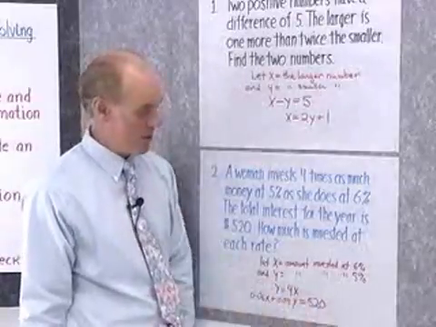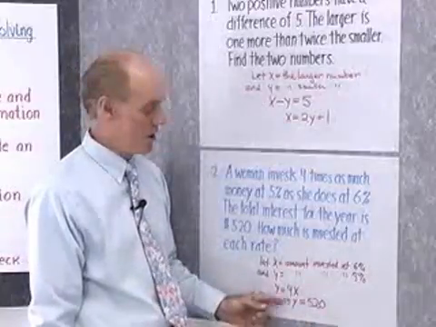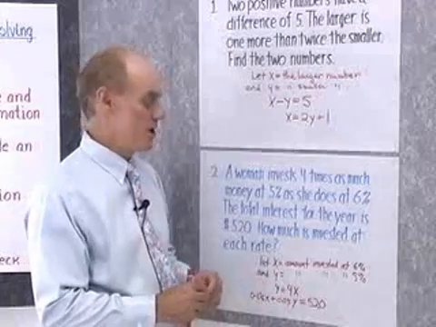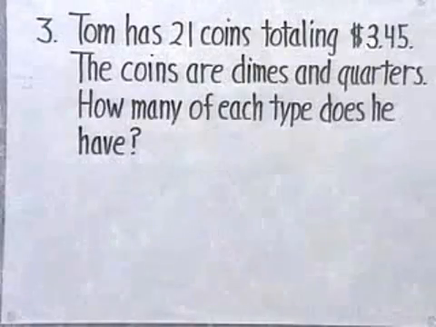This second equation, I might decide to multiply both sides by 100 just to clear it of decimals to begin with. But in any case, that's going to be a pretty easy system to solve. Let's go on and look at the next problem, which is a coin problem.